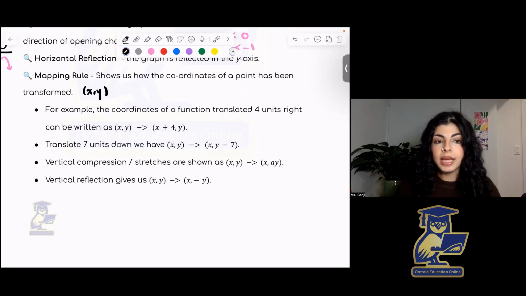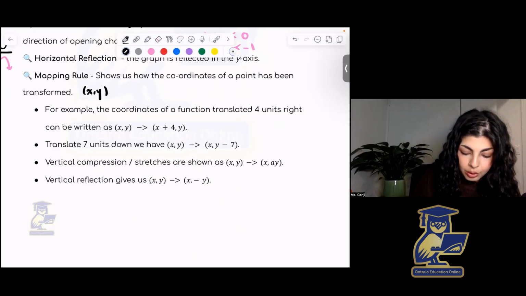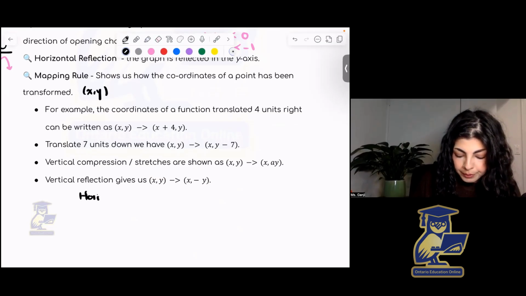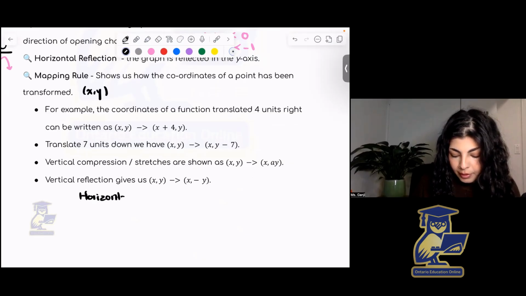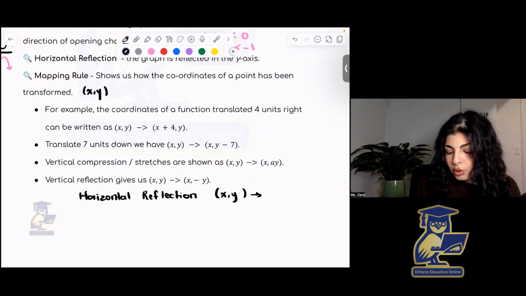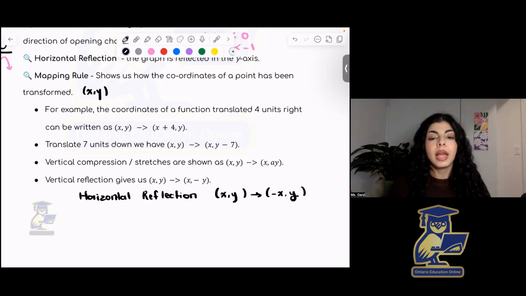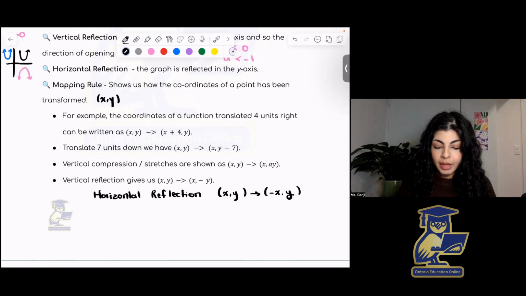And I want you to think now, what do you think the mapping rule for a horizontal reflection would be? So for a horizontal reflection, remember that we are now changing the x values. So we have -x and y. And that will be the difference there.